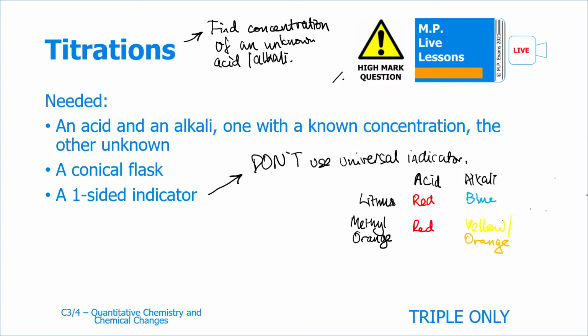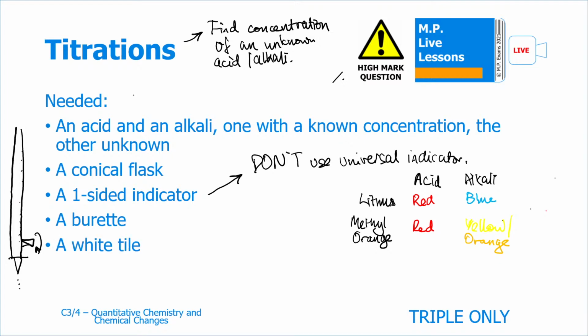Those are the two indicators you could use. And the good thing about this is it almost instantly changes color. What you'll next need is a burette. So this is a tall tube. You'll have your tap that controls the flow, and it just drips out. And you'll have scales on top to see how much acid you've used as well. Something else you could use is a white tile, so you can easily see a color change. And lastly, a funnel. That's when you're pouring the acid into the burette.